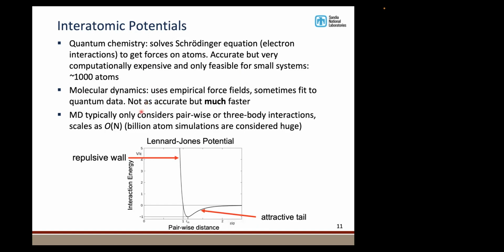Another trick that we use in molecular dynamics is to only consider pairwise or three-body or a few body interactions. And this allows linear scaling up to, say, 1 billion atoms. And here is a very simple interatomic potential. It's called the Lennard-Jones potential. And this is the energy versus pairwise distance. So you can see if the molecules get too close, then they bump into each other in a repulsive wall. But far away, they have an attractive tail, which gives you surface tension or liquid vapor equilibria.